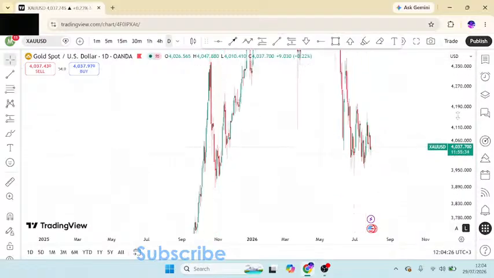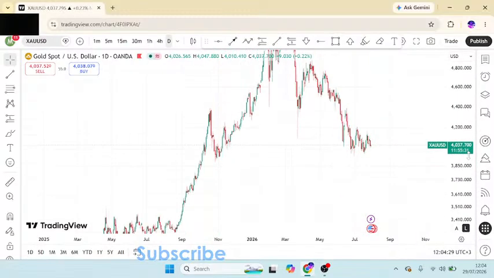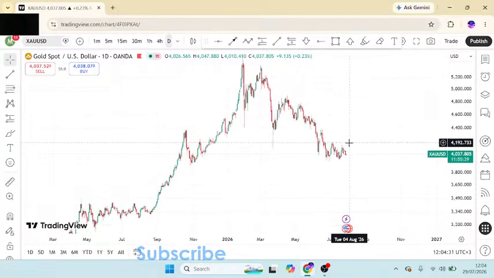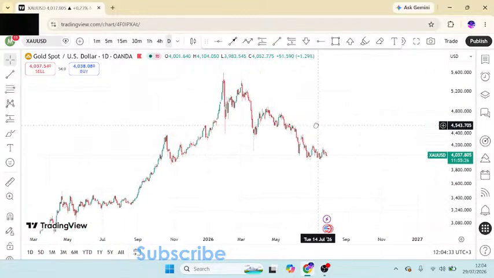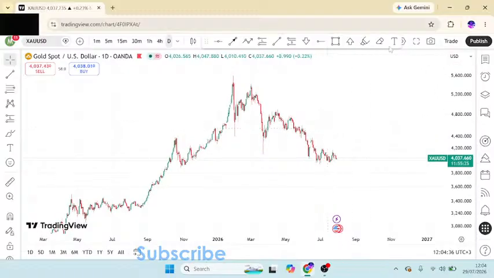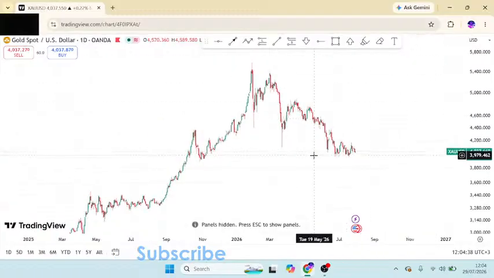So we have our gold here. The first thing I told you, first thing first, is to know the trend of the market. So this is our chart here, our gold chart.